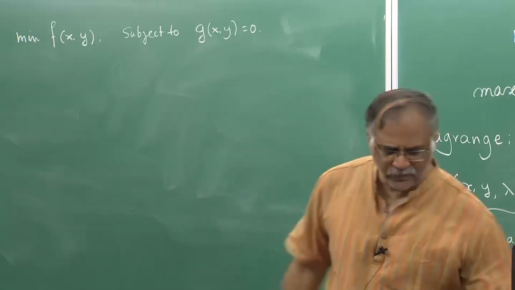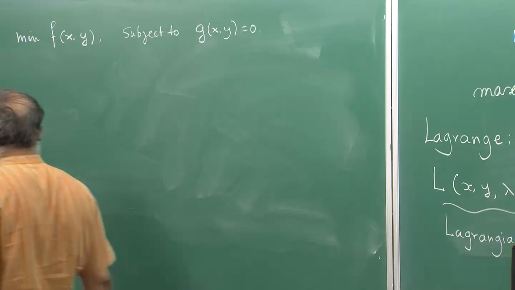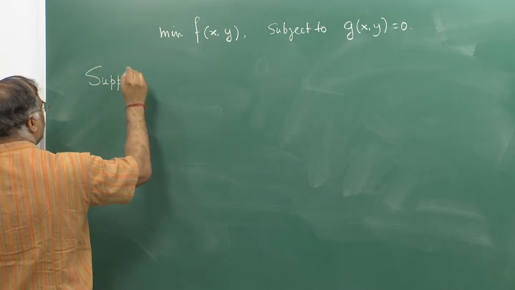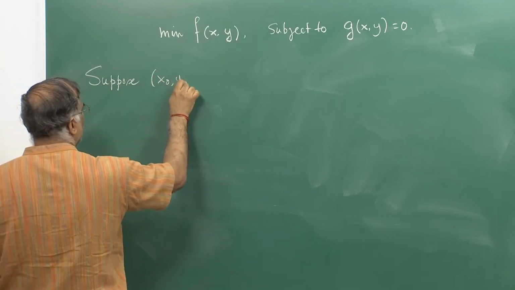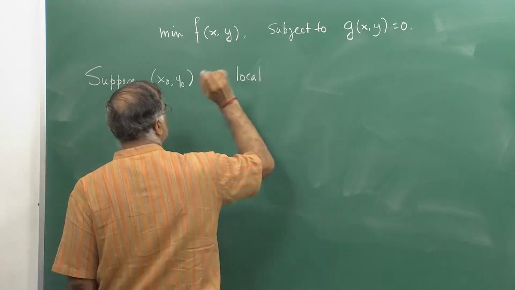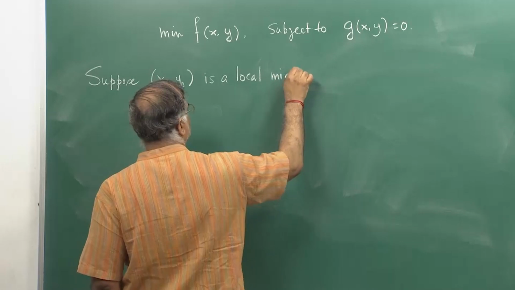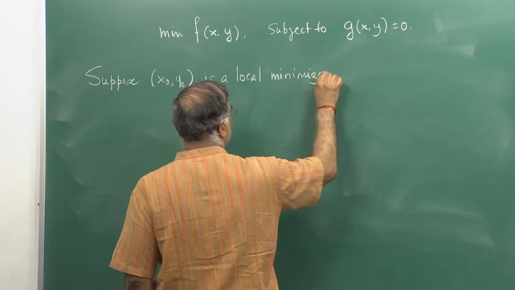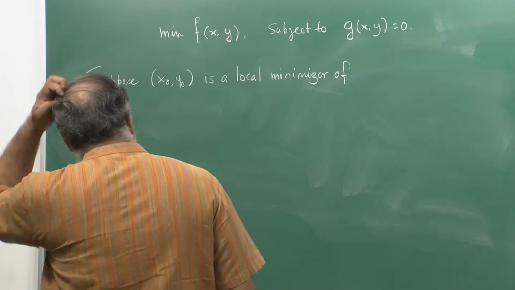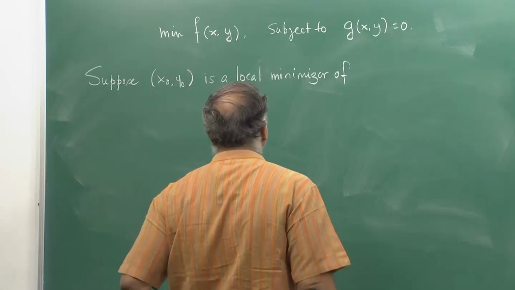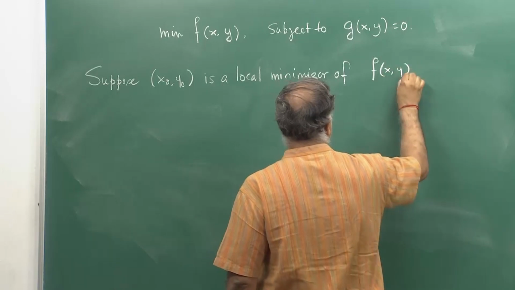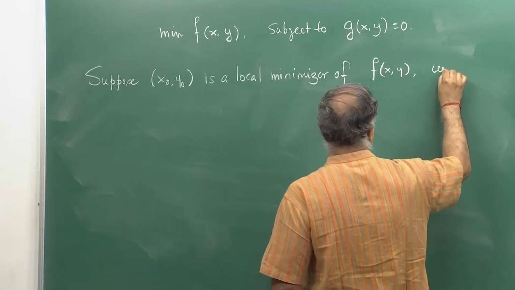Suppose (x naught, y naught) is a local minimizer of f(x,y) under the given constraints.